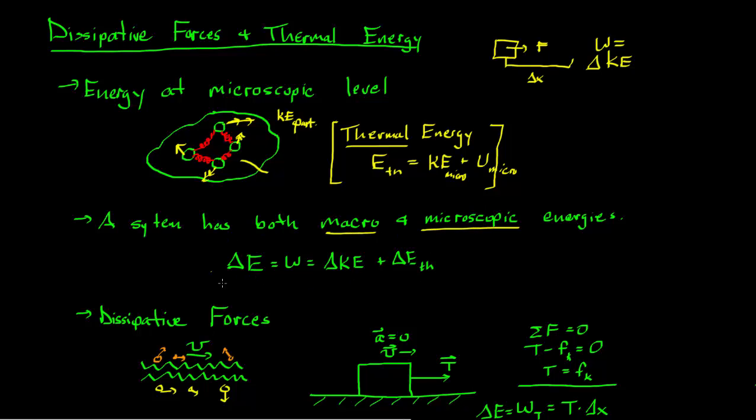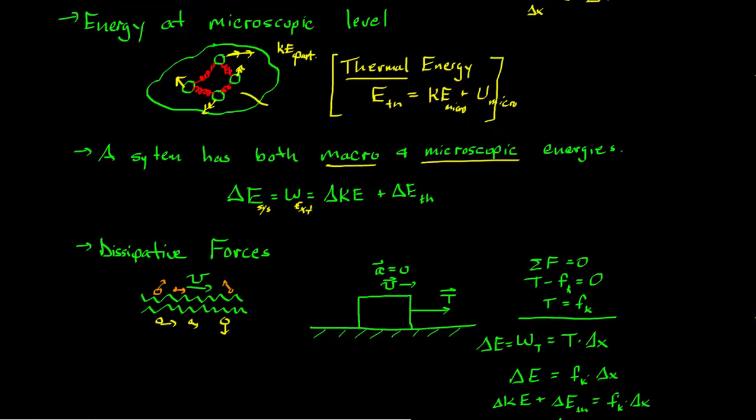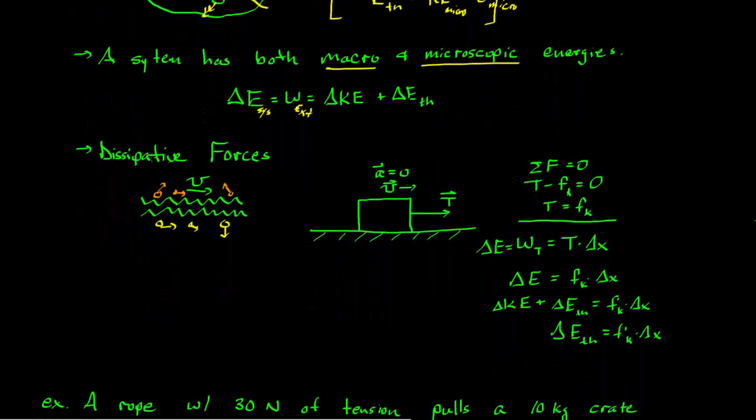So we can expand our work energy theorem now: the change in energy of a system would be the work done by an external force, which would result in a change in kinetic energy and a change in thermal energy. And then we can work with this the same as we did before. All we're doing is tacking on this piece. So, dissipative forces that dissipate energy.